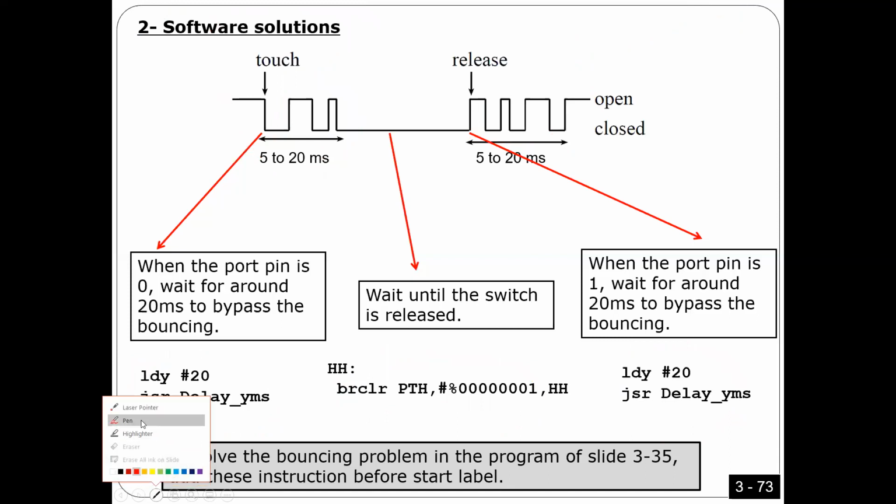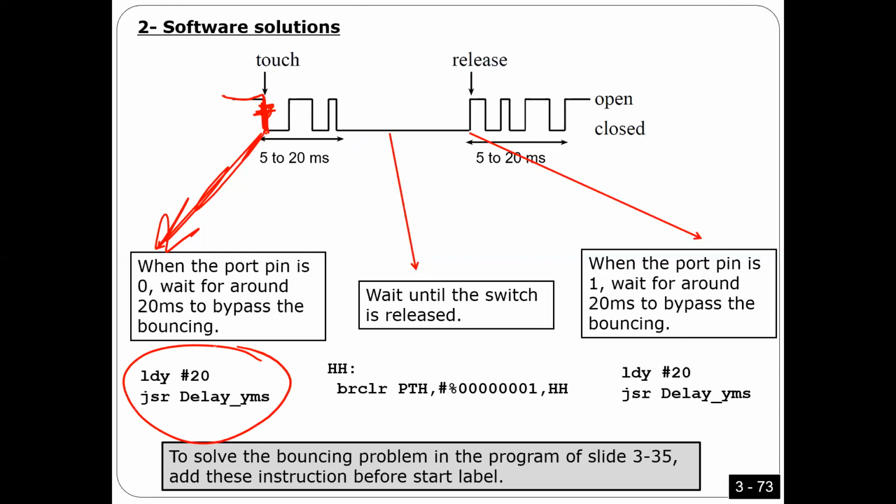So here, guys, to solve this problem, the problem is that when you press one time, I want the program to take it as one press. I want the program to take only one action. How can I do that? Number one, once it comes to 0, at this moment, I'm gonna write this code: I'm gonna wait 20 milliseconds. This is number one.